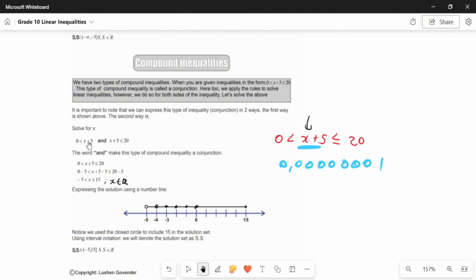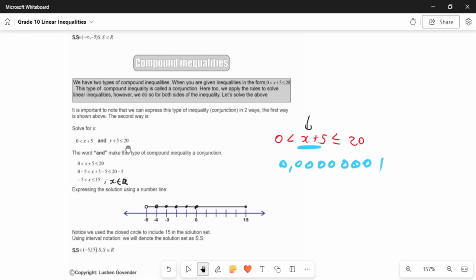So let's say I take some x value and I put it in here. Let's say I take 1. 1 plus 5 is 6. Is 6 greater than 0? Yes, it is. 1 plus 5 is 6. Is 6 less than or equal to 20? Yes, it is. So the fact that it satisfies both of these statements, the conjunction inequality, means we can say that it is a solution. So all of the solutions that are greater than minus 5 but less than or equal to 15 will form part of the solution for this inequality.